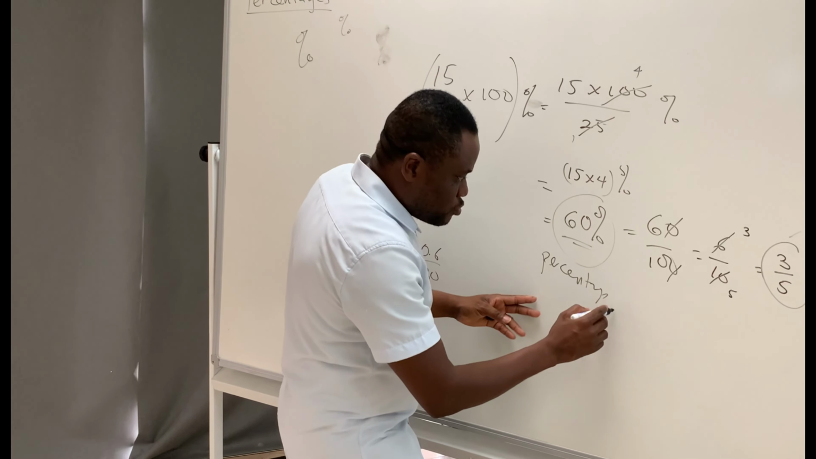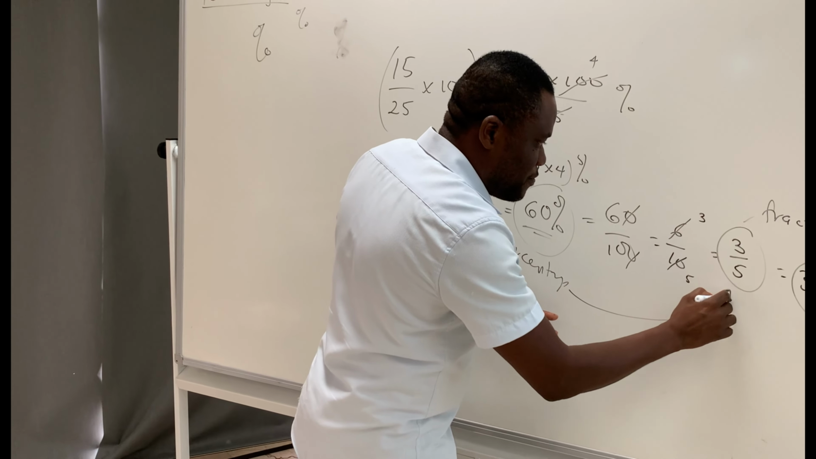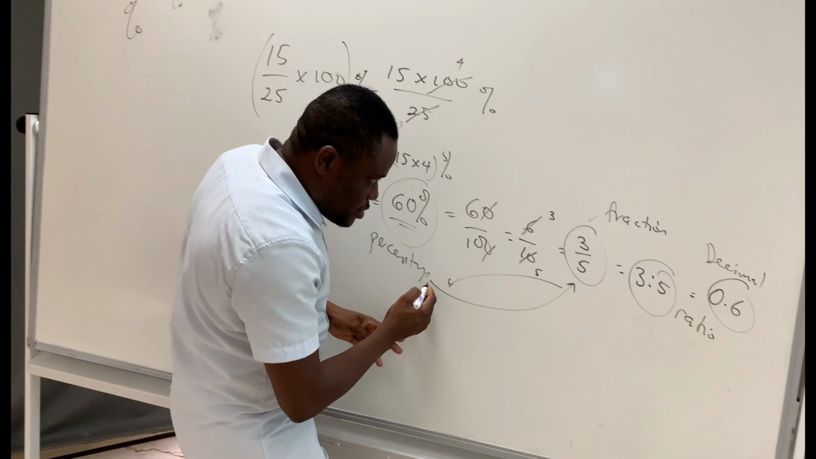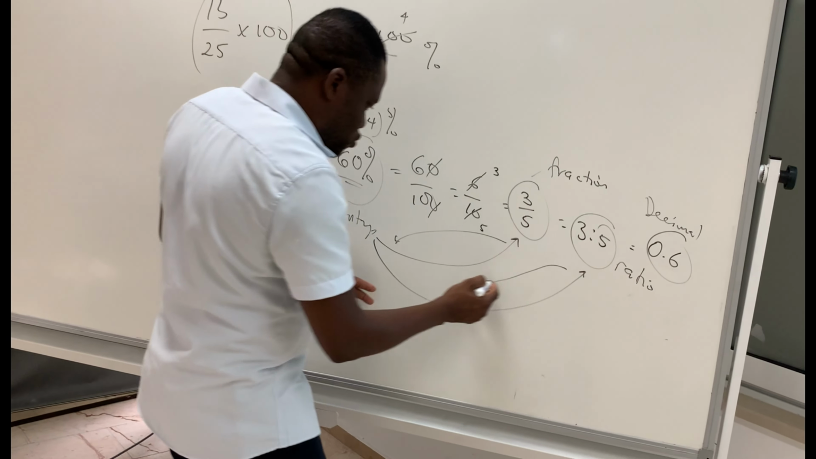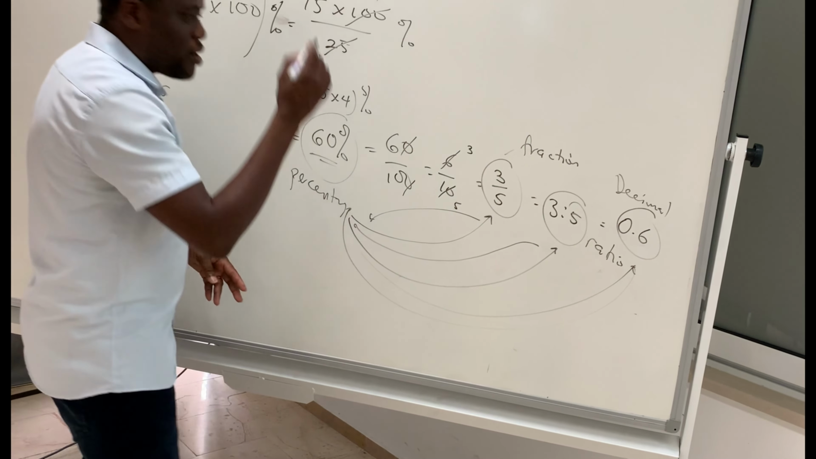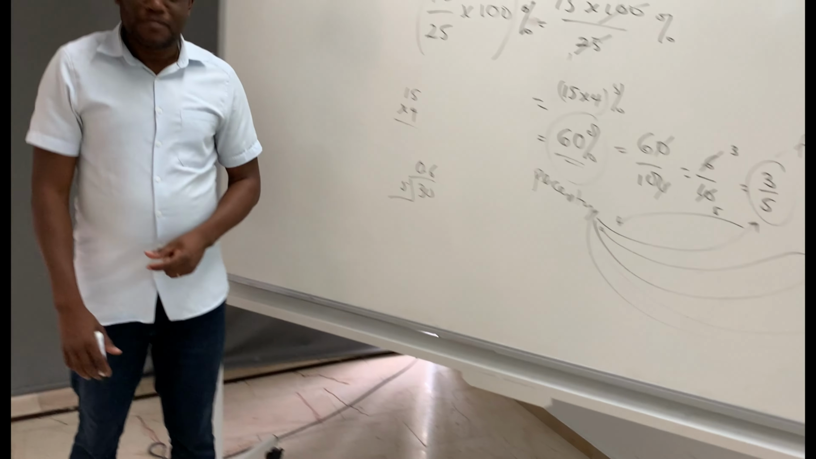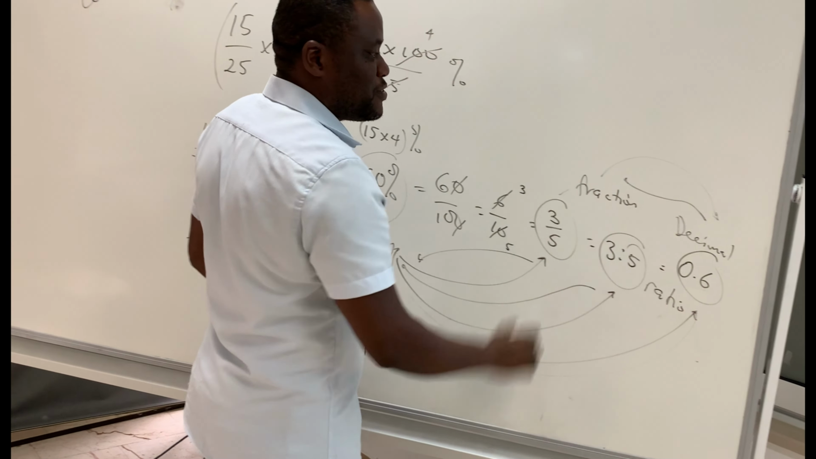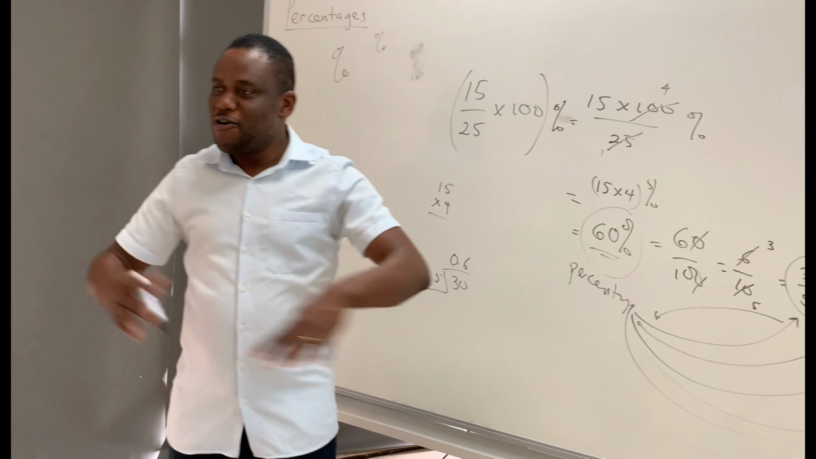From percentage, you can move to fraction. From fraction, you can come back to the percentage. From this, you can move to ratio. You can also come back to this place. From here, you can go to decimal. You can also move back to this place. And of course, you can move from fraction to decimal and decimal to fraction. You see how the form works?